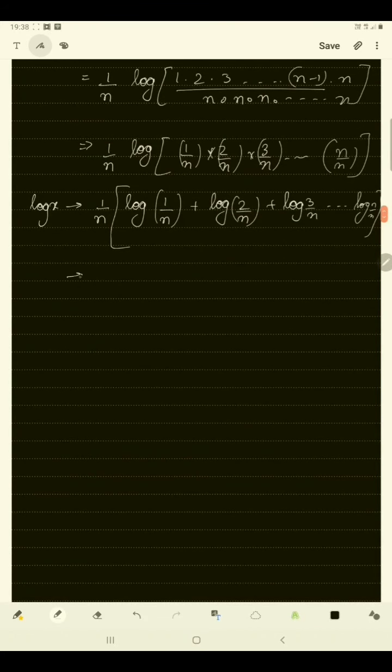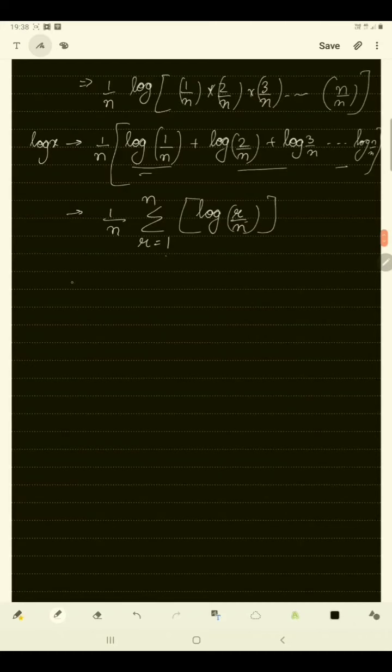Now we are going to convert this into our recognized form, which is the sum from r equals 1 to n of log r by n. Now when we put 1 we get this term, when we put 2, and so we subsequently get these terms in a row. Now since we have converted this into this form, we are going to convert it into definite form, and we have 0 to 1 here, log x dx.